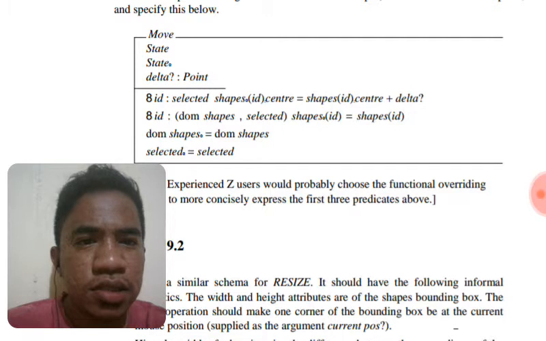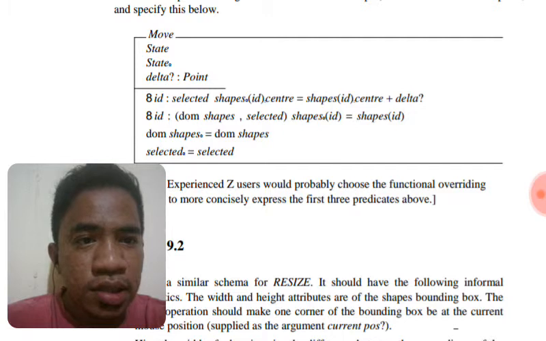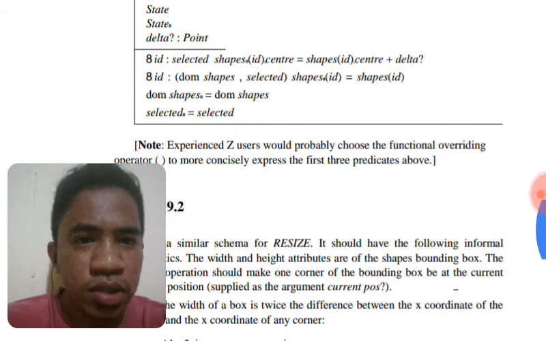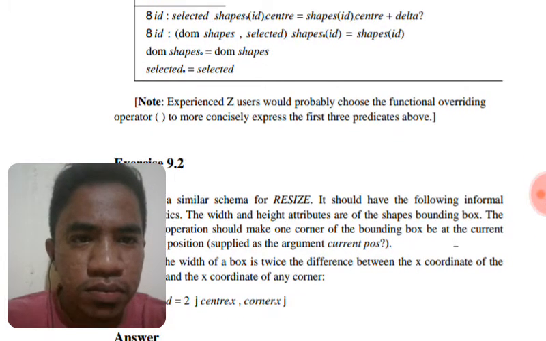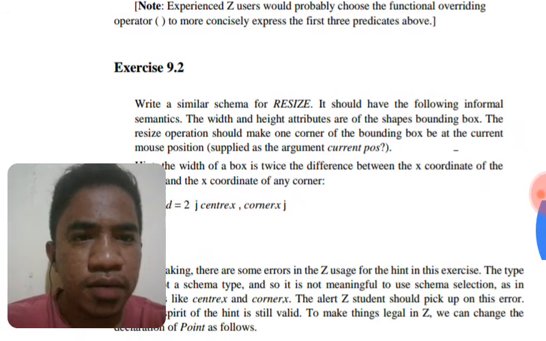Move, state, delta point, id selected shape id center equals shape id center plus delta, id dom shape selected id equals shape id, dom shape equals dom shape, selected equals selected. Note: an experienced Z user will probably choose the functional overriding operator to more concisely express the first three predicates above.